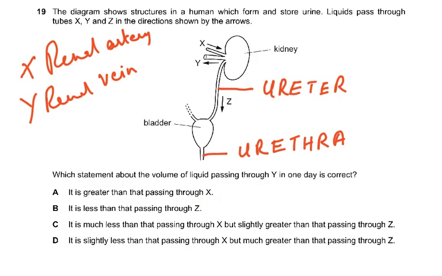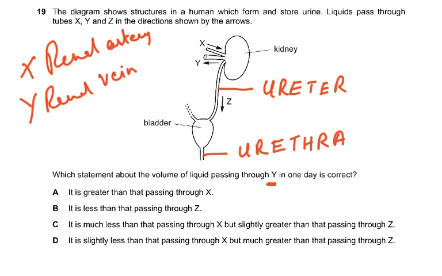Now coming to question number 19, which is another very difficult question. The diagram shows structures in a human which form and store urine. Liquids pass through the tubes X, Y, and Z in the direction shown by the arrows. Now I've labeled all this for you. X is the renal artery, Y is the renal vein, then the kidney, the ureter is Z, and then the urethra. Of course, they only want you to talk about a few; I've just labeled it for you to revise. Which statement about the volume of liquid passing through Y? Now Y is the renal vein. So the liquid in Y in one day, which is correct?